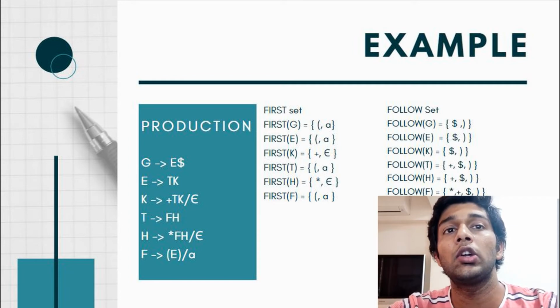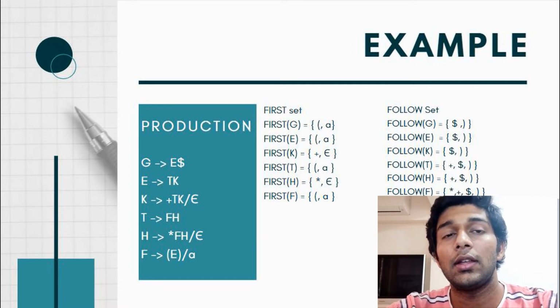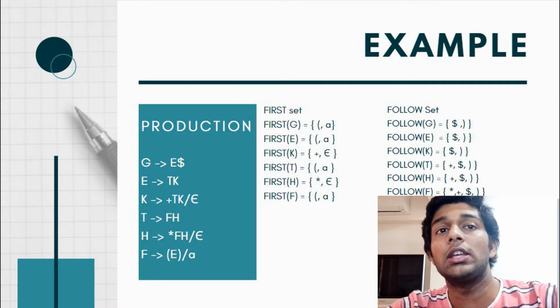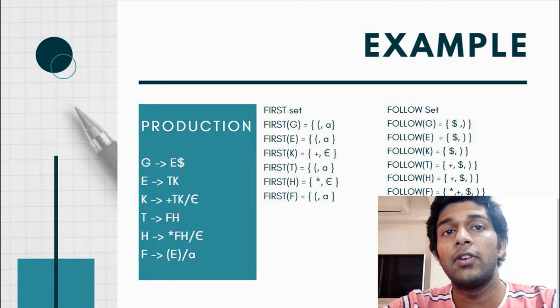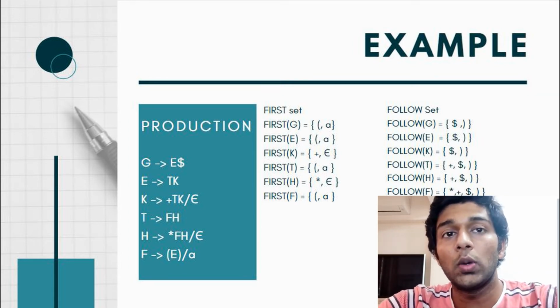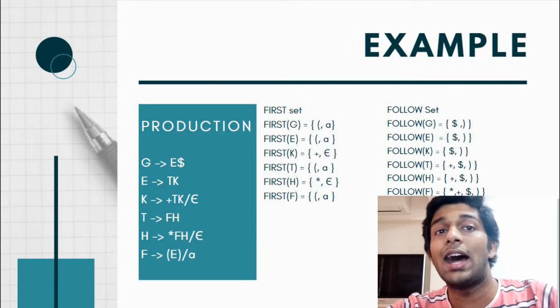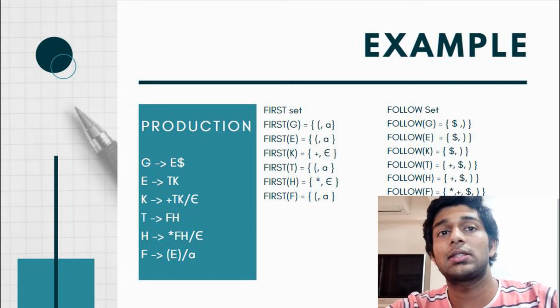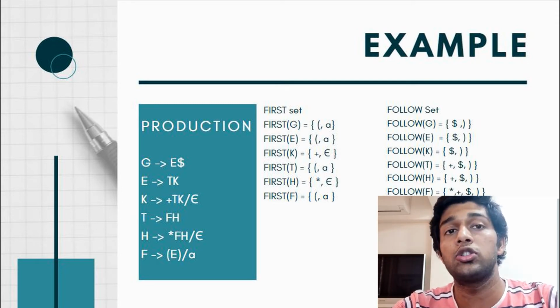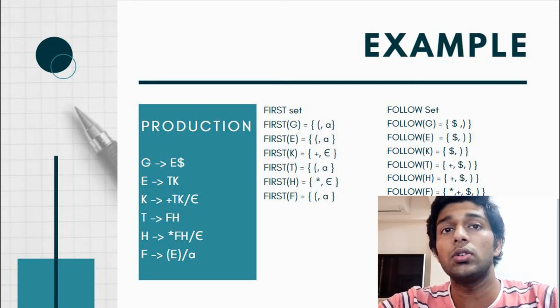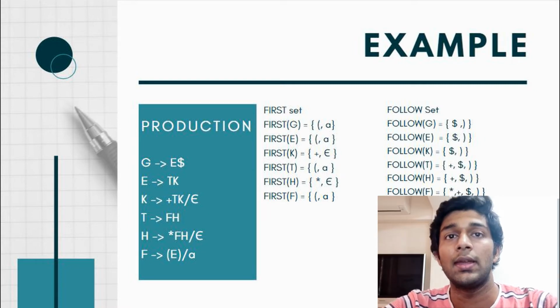To find the first of G, we see what is the first terminal that appears. To find that, we need to go to E. Then E will refer to TK. So we have to find the first of T. We go to T and find the first of F. When we go to F, we see that there is an open brace. So that open brace is the first of G. It can also be A. So we have two firsts of G, that is open brace and A.